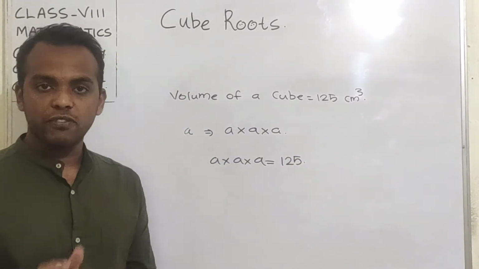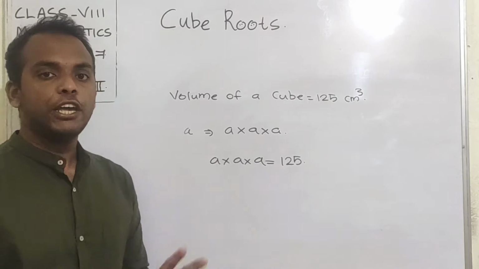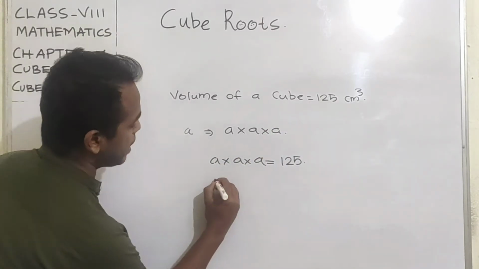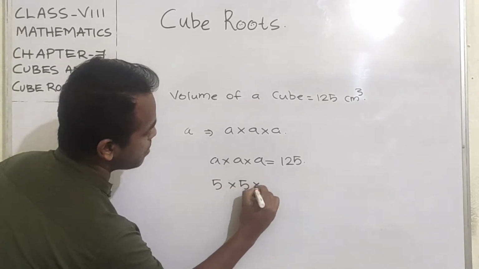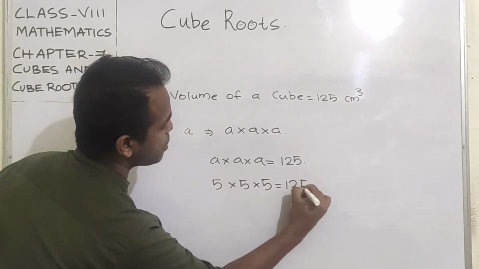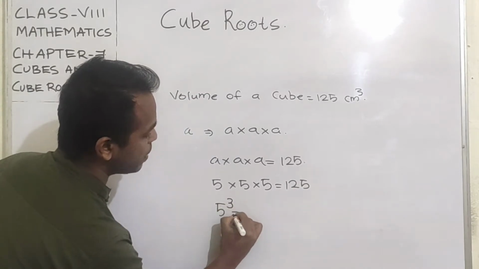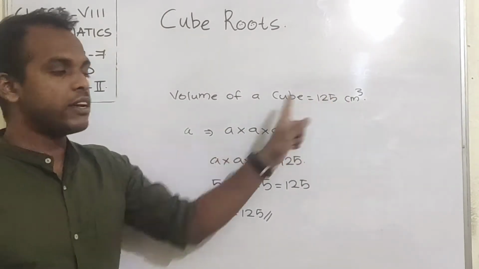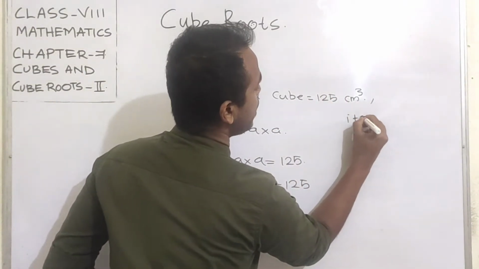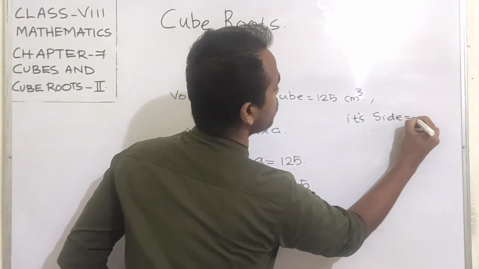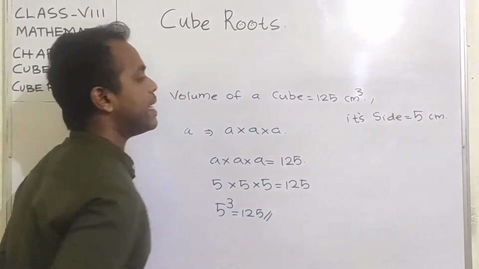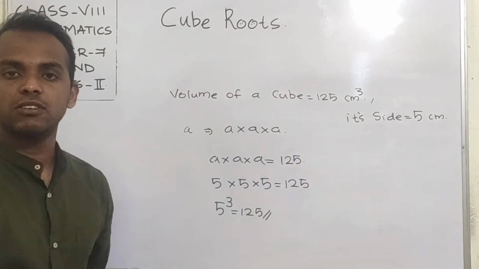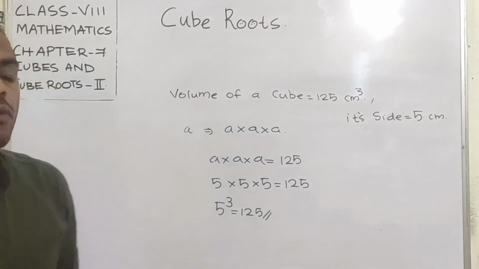Since we have learned in our first class the cubes of numbers up to 10, you can easily imagine whose cube is 125. It is clearly 5 times 5 times 5, that is 125. Or you will write 5 cube as 125. So, if the volume of a cube is 125, its side is equal to 5 centimeter. That is the operation that unknowingly we have done. We have just found the cube root of 125.